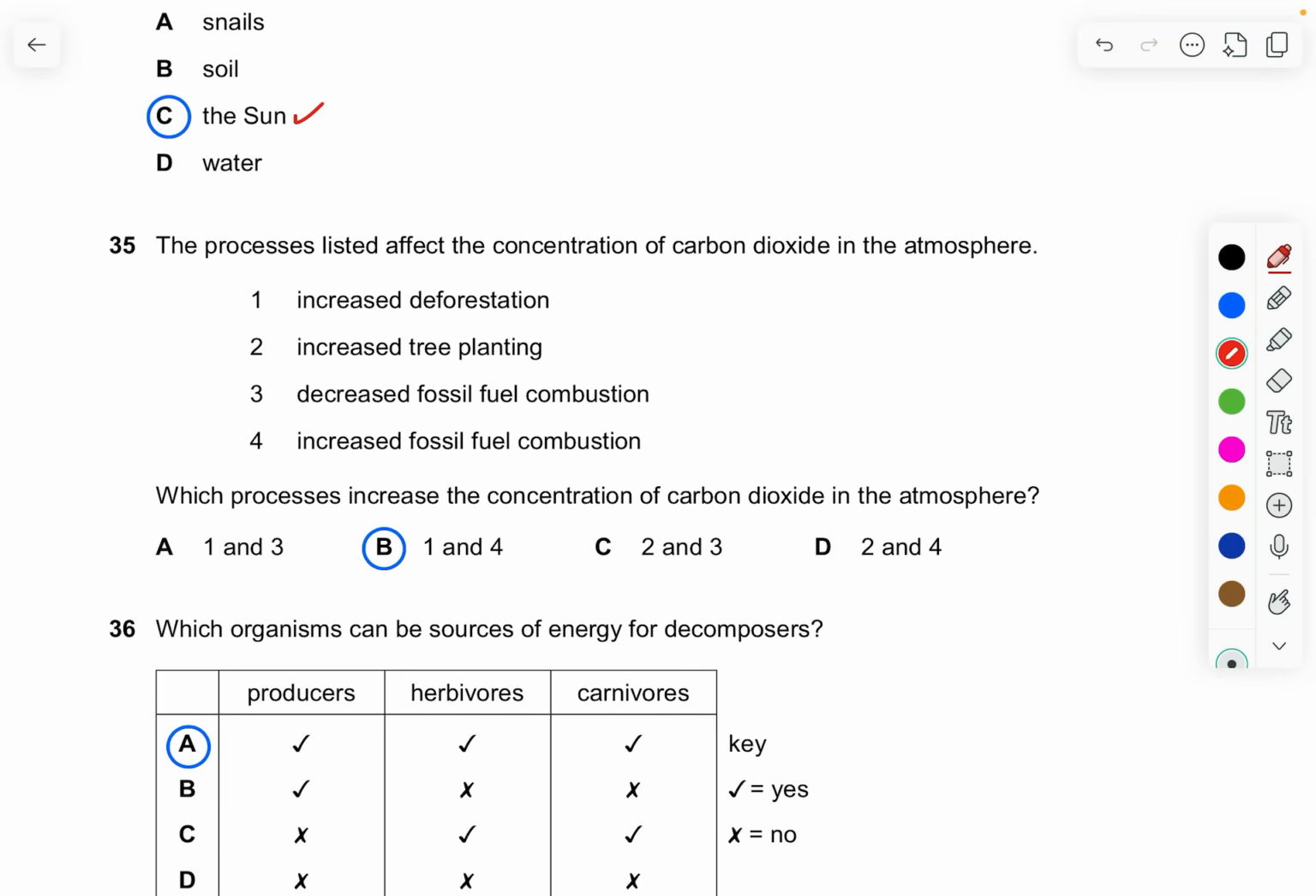Question 35. The processes listed affect the concentration of carbon dioxide in the atmosphere. So which processes increase the concentration of carbon dioxide in the atmosphere? Increased deforestation, yes, because there's no photosynthesis, no oxygen being input to the environment. Increased tree planting will decrease the CO2 or increase more oxygen. Decreased fuel combustion will decrease CO2. Increased fossil fuel combustion will increase CO2. So 1 and 4 is the correct answer.